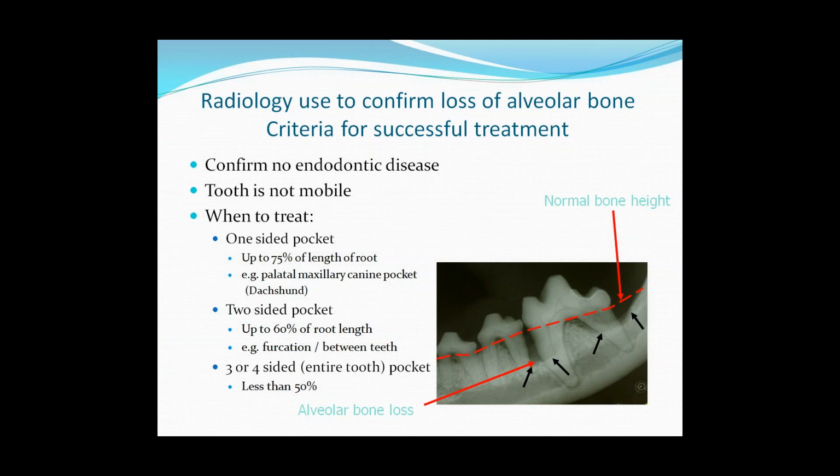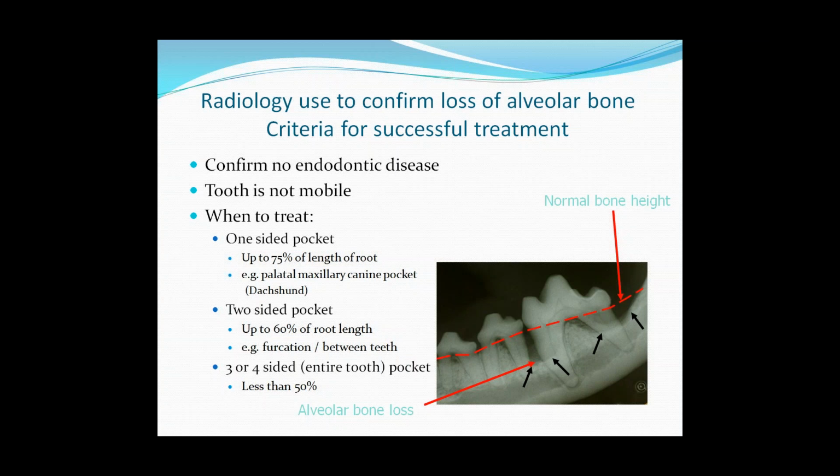A perfect example would be a palatal pocket on the maxillary canine tooth. If you think back to the last dachshund you had that might have had a periodontal pocket on the palatal side of the maxillary canine tooth, and you put your probe down into the pocket, you've got tooth on one side and you've got bone on the other three sides of that particular void. So that would be termed a one-sided pocket or a one-walled pocket. You could lose up to 75% of the length of the root in attachment, and that would still be a good candidate for periodontal treatment.